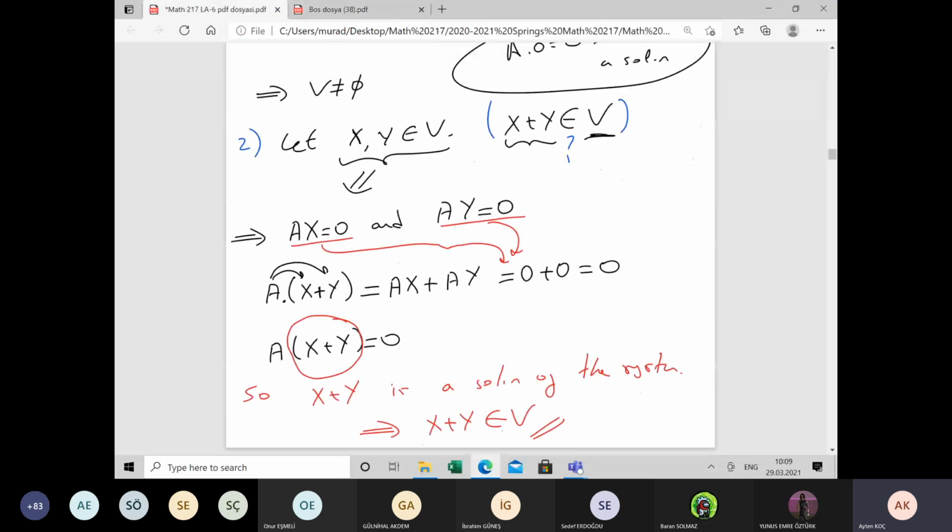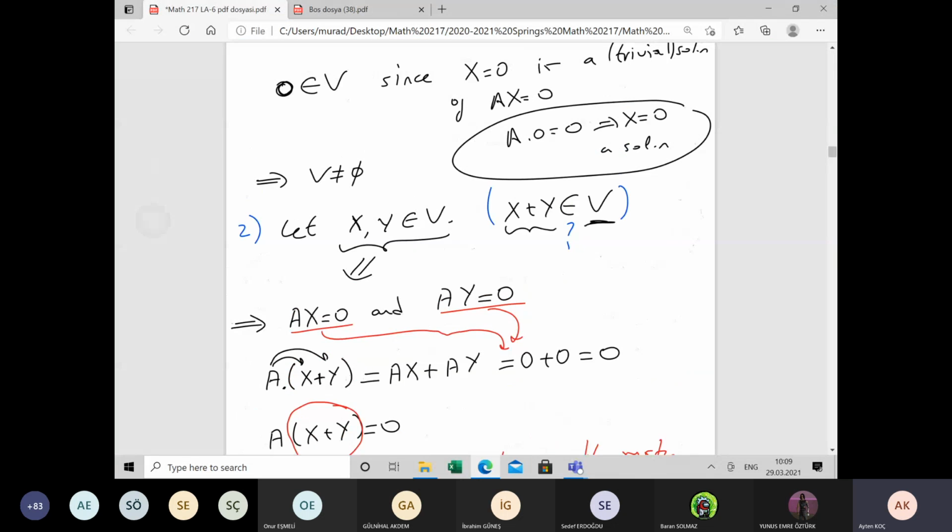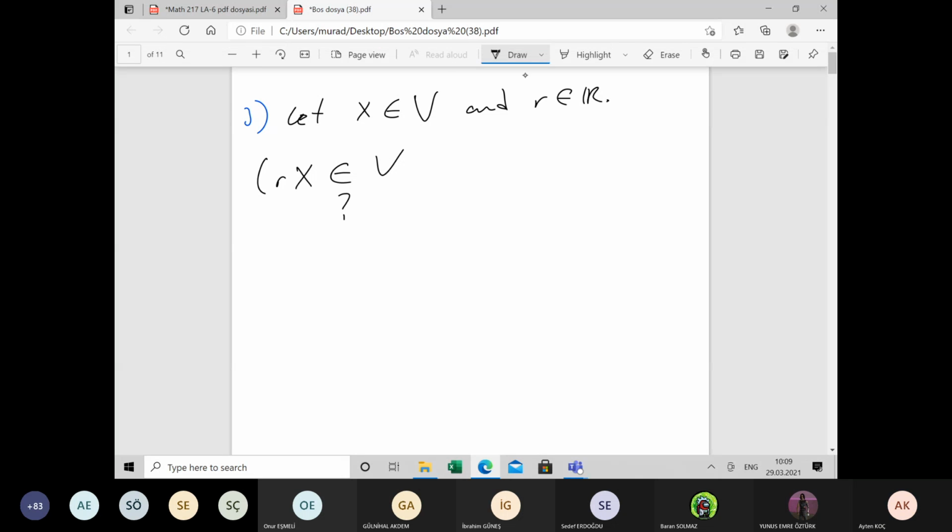You have to check the second condition. Take one element here: let x be in V, and take any real number r. Our aim is to show that r times x is in V or not.